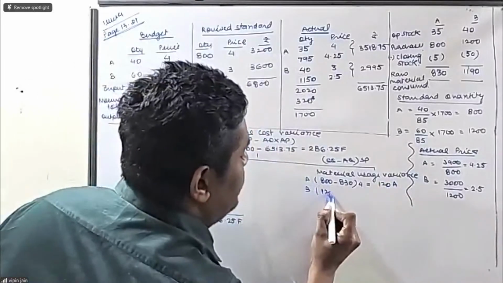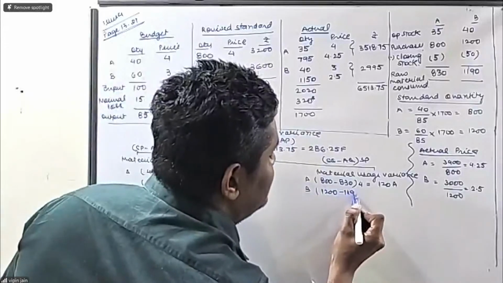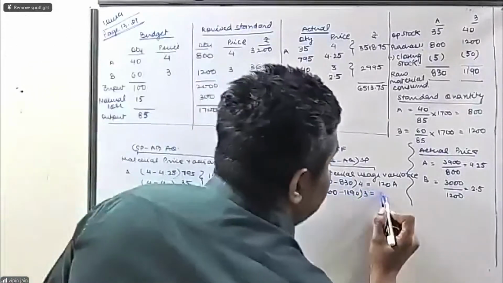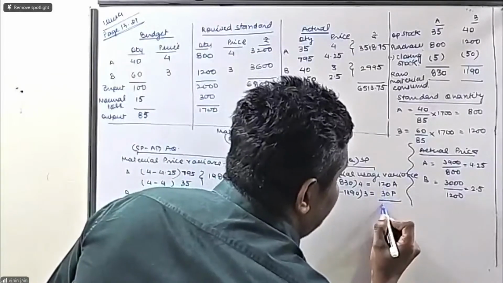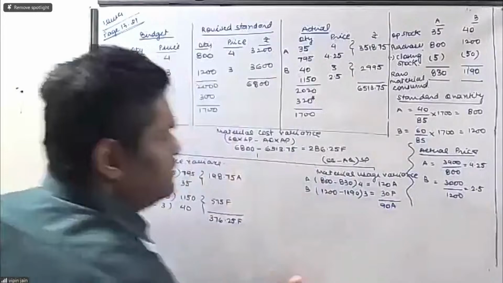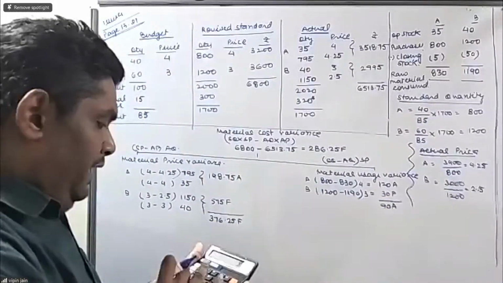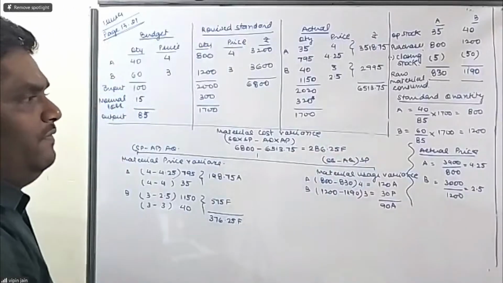Similarly, here also 1200 we were supposed to use. We used 1190 only, into 3. So this is 30 favorable. So 120 adverse and 30 favorable. This will be 90 adverse. So 376.25 favorable and 90 adverse. So the total will be 286.25.